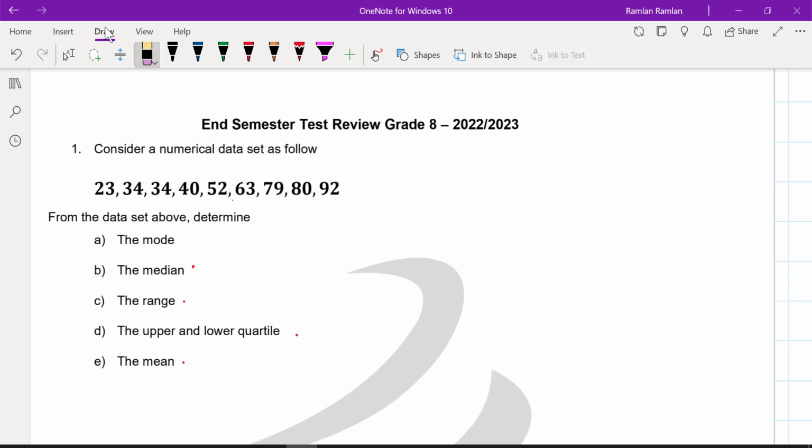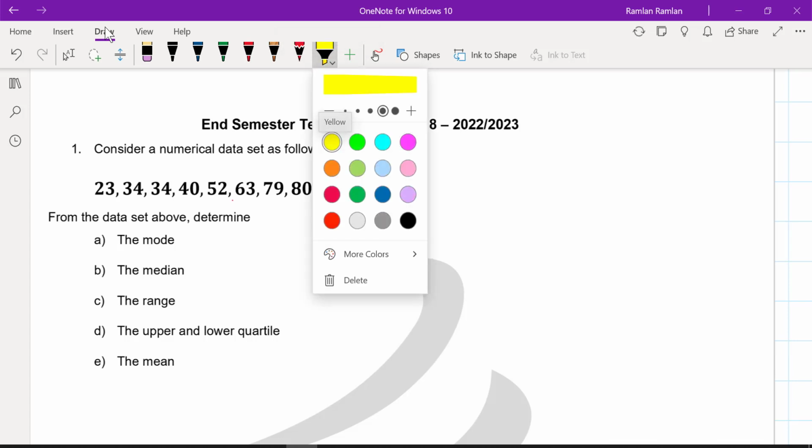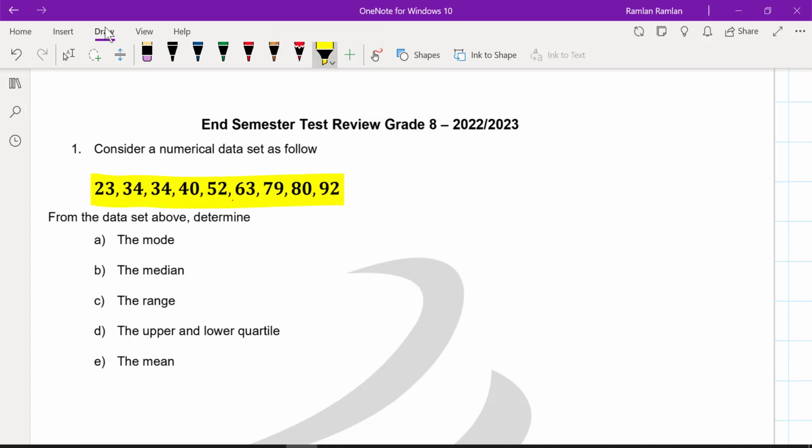Okay, so the first thing that we need to understand, and the best idea to answer this kind of question, is to check whether the data set is sorted or not. So you have to make sure that these data is sorted, so in that way it's going to be easy for you guys to answer these kind of questions. For this question, coincidentally the data has been sorted from the smallest to the highest, which means it's in ascending order. So you're good to go to answer all of this question.